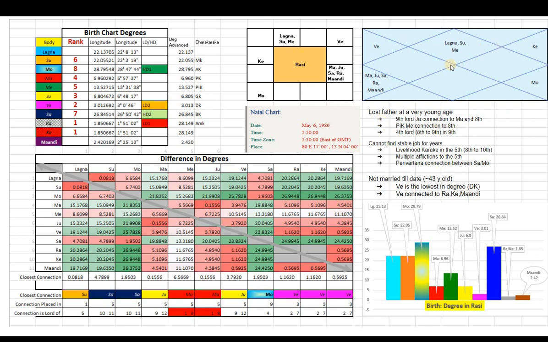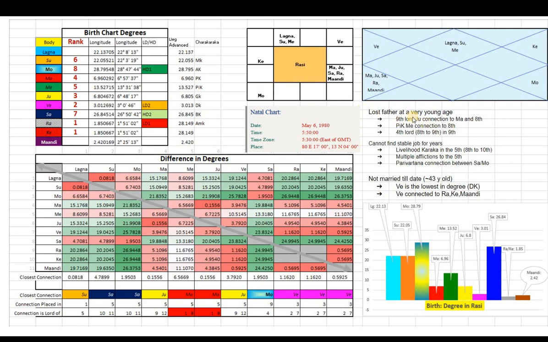Just seeing the chart, we might not be able to see why. Surya is exalted. The ninth lord is Jupiter, and Jupiter is aspecting his own house. And the fourth lord is in the ninth house. That is okay, it's somewhat bad. So you don't seem to understand clearly why the death of the father happened that way.